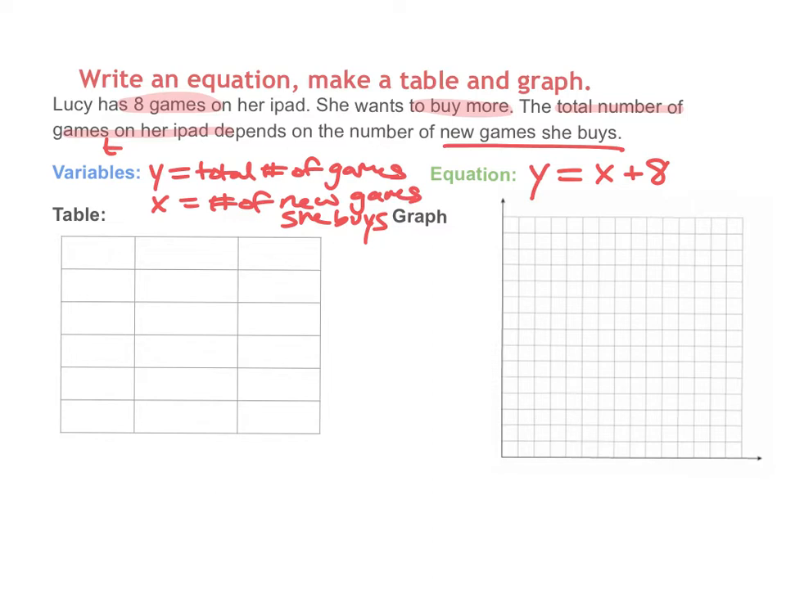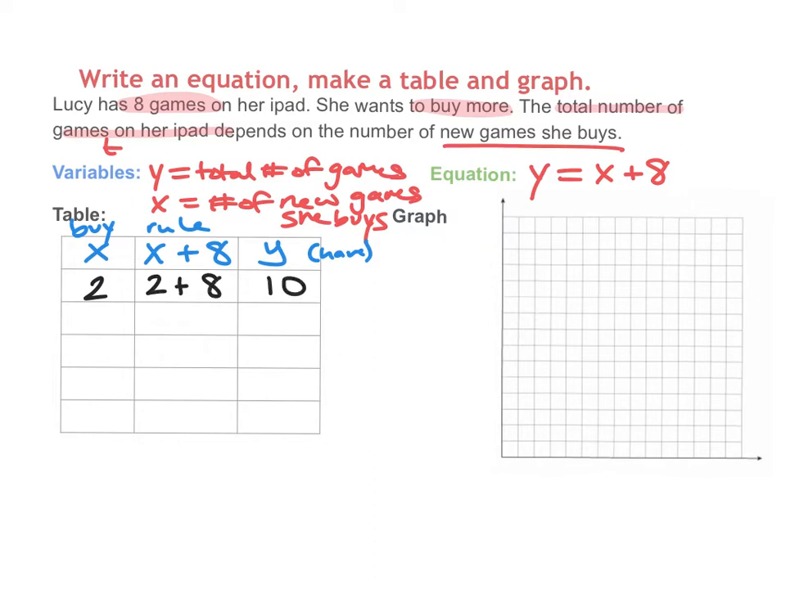So let's make a table to figure this out. So I know that x is the number of games she's going to buy, and then how many games she has, her total, will depend on that. And we know that what we're doing in the middle here is going to be our rule, the number of new ones she buys plus the 8 she already has. So what if she went to the store then? We'll fill in my table. What if she went to the store and just bought 2? So we would say, okay, 2 plus 8, she would then have 10 games.